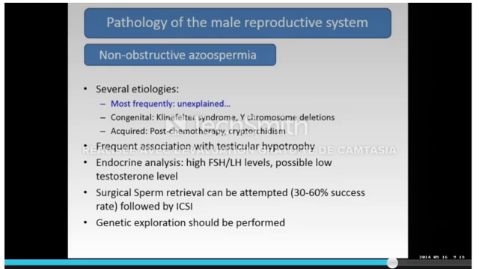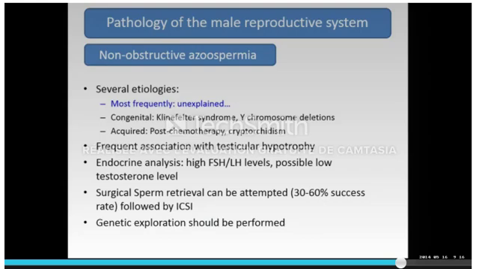Surgical sperm retrieval can be attempted in these cases. Once again, if the man is okay with that and if the couple agrees with ICSI. And depending on the cases, once again, you can inform your patient that the success rate of the surgical retrieval is between 30 and 60%. It means that on average, less than one man out of two will have residual remaining spermatogenesis within the testes. And once again, genetic exploration should be performed with a karyotype and so on.